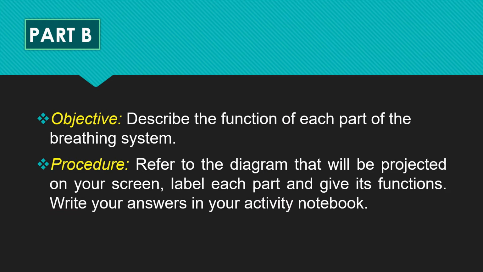Let us continue exploring the respiratory system in the part B of the activity. But this time, we are going to use a human body system. Objective: describe the function of each part of the breathing system. For the procedure, refer to the diagram that will be projected on your screen, label each part, and give its functions. Write your answers in your activity notebook.